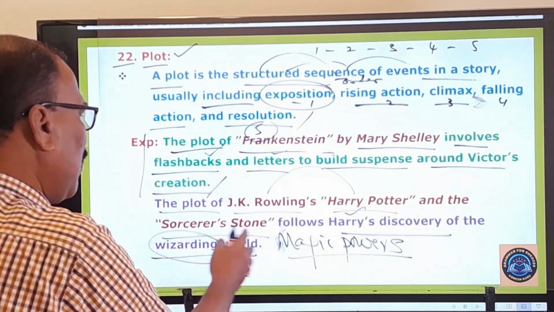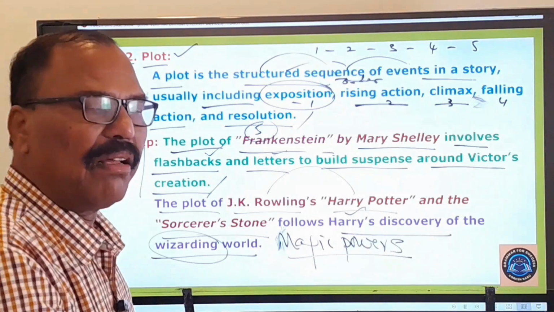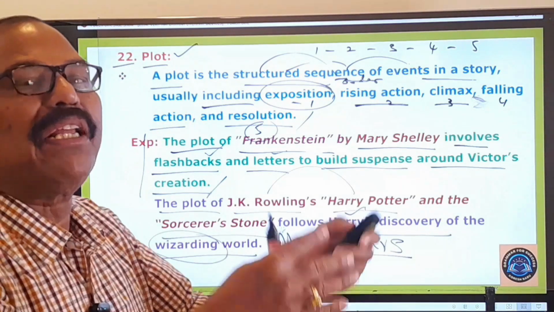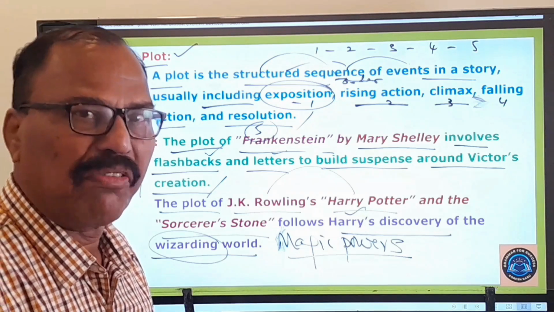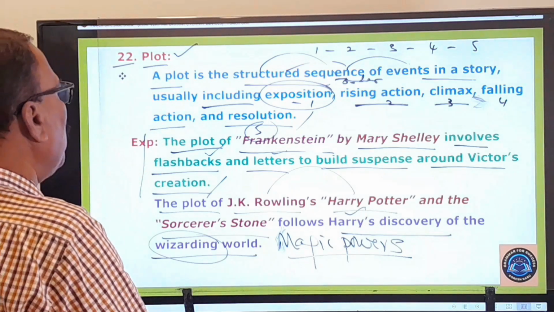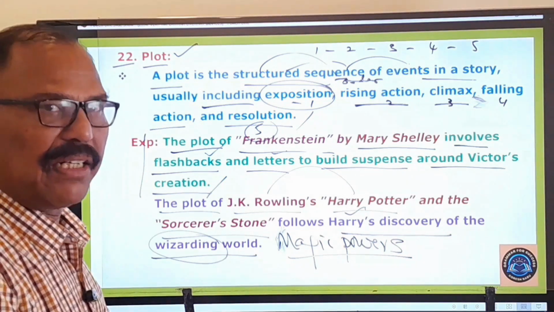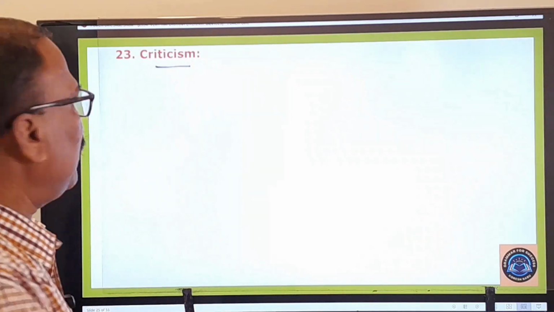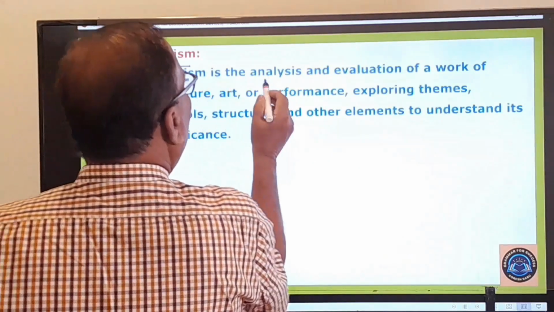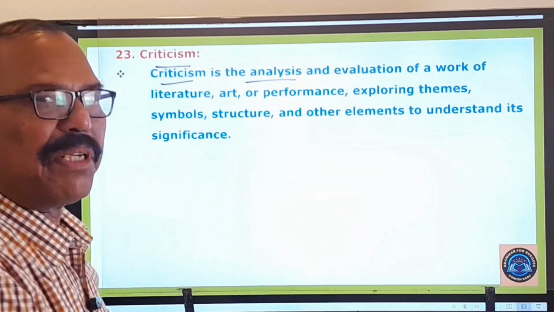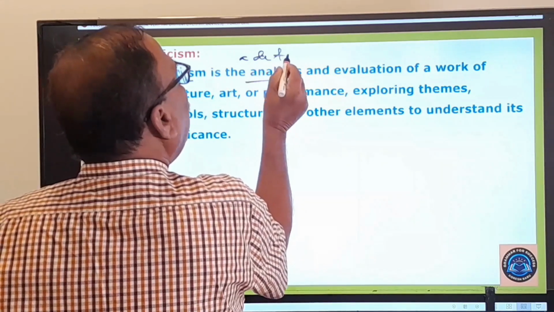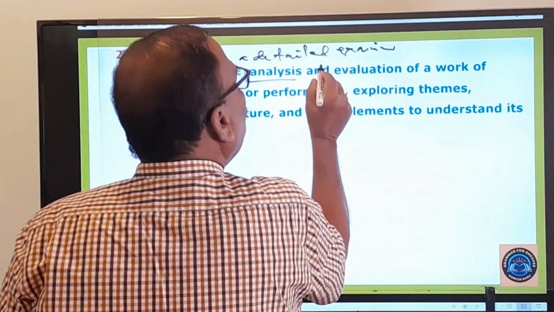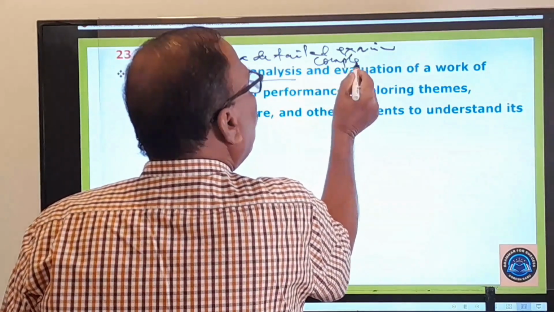The plot is set in this novel in a systematic way, and therefore it appealed to millions of readers all over the world. Right, now let's move on to the next important literary term. 23rd one, criticism. What is this criticism? Criticism is the analysis. Analysis means a detailed examination of some complex thing.